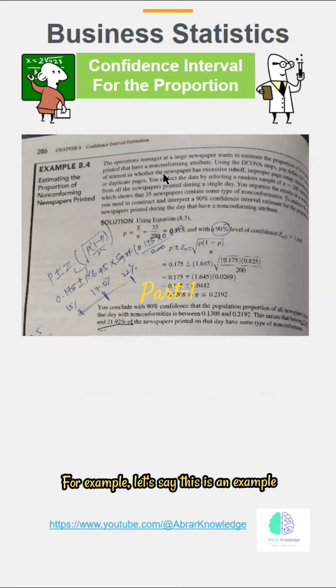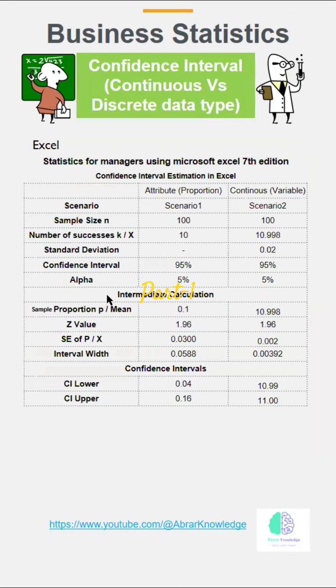For example, this is an example where the length has to be found out, a newspaper example, and between 13 to 22% defect we have. The average defect is 17.5%. And this is a good example, both in one single slide.